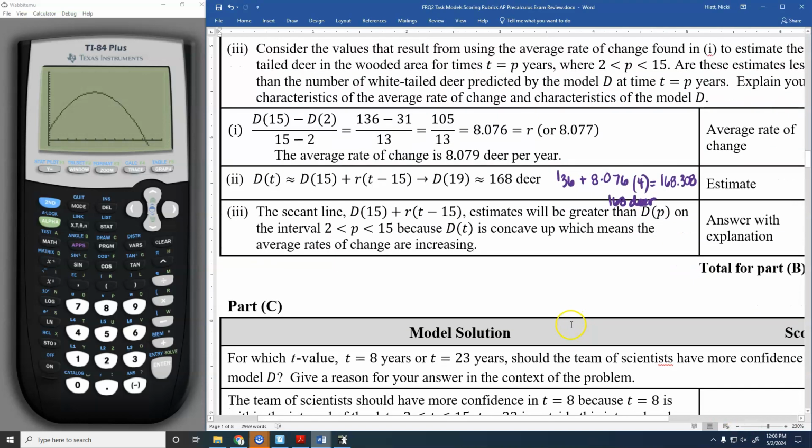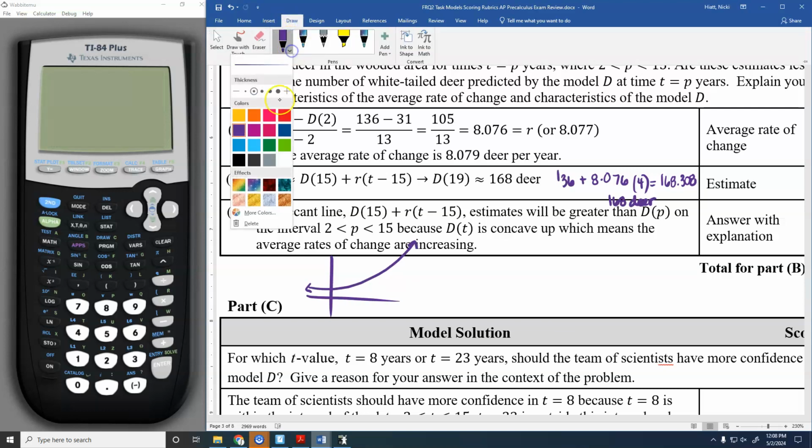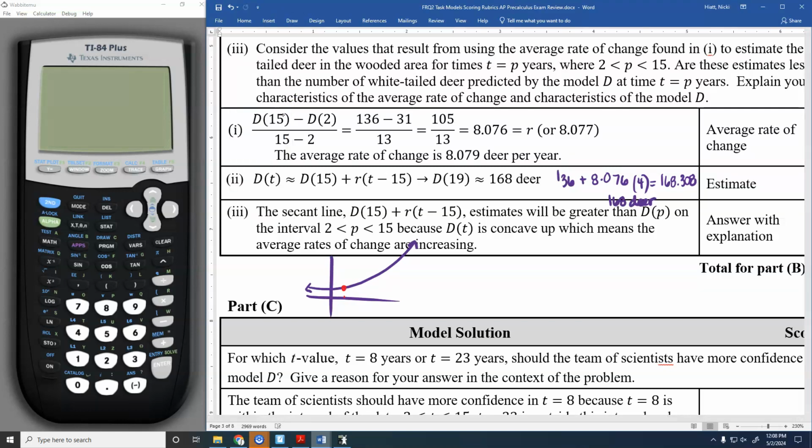Okay, so this is exponential growth. That means the graph is going to look like this, right? And so we found what's called a secant line when we are going from 2 right here over to 15 up here, and we're drawing a line between it. That's our average rate of change, right?